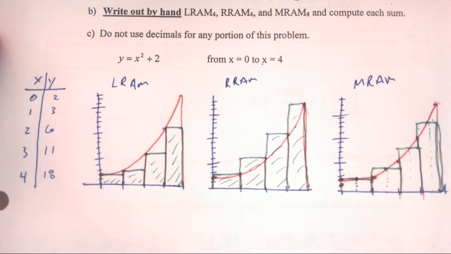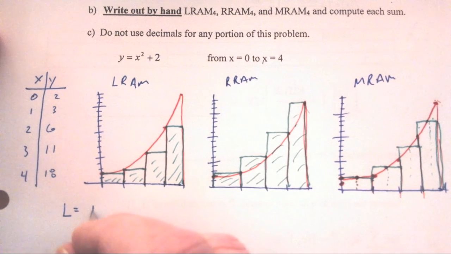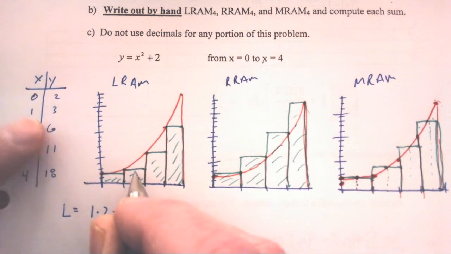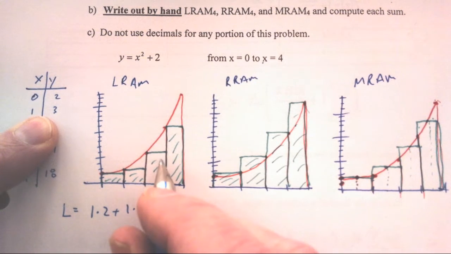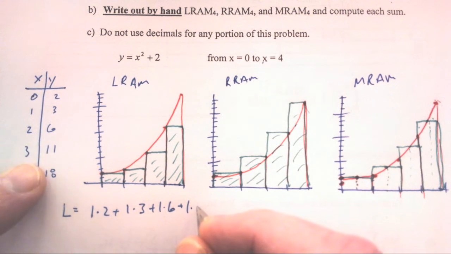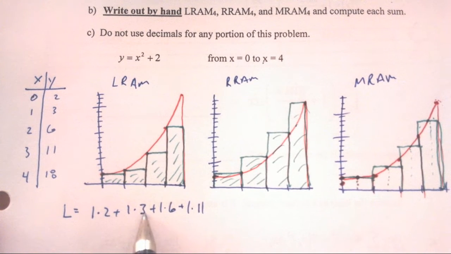So write out by hand LRAM. So here's my LRAM. I'm just going to call it L equals, this would be 1 times the height of this. Well, the height of this is 2, plus 1 times the height of this. The height of this one is 3, plus 1 times the height of the third rectangle. The height of that is 6, plus 1 times the height of the fourth rectangle. The height of the fourth rectangle is 11. So we get 2 plus 3, 5, plus 6, 11, plus 11, 22.